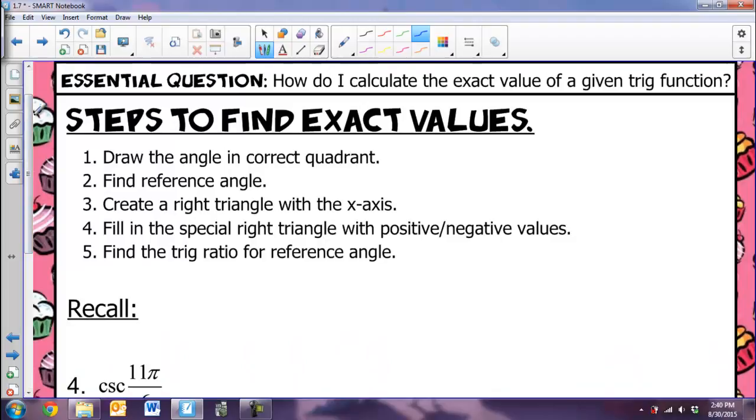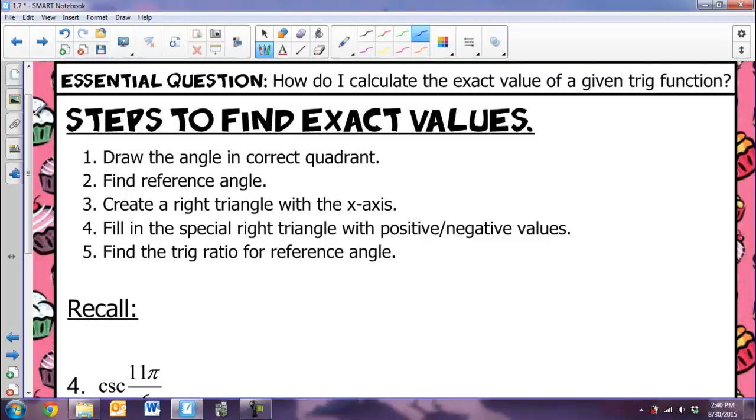Okay, this is what we did just now in order to find these. We did it with degrees. It gets a little bit more tricky when you're in radians because you have to remember your radian measurements. So the first thing you're going to do, we drew our angle in the correct quadrant. Check.